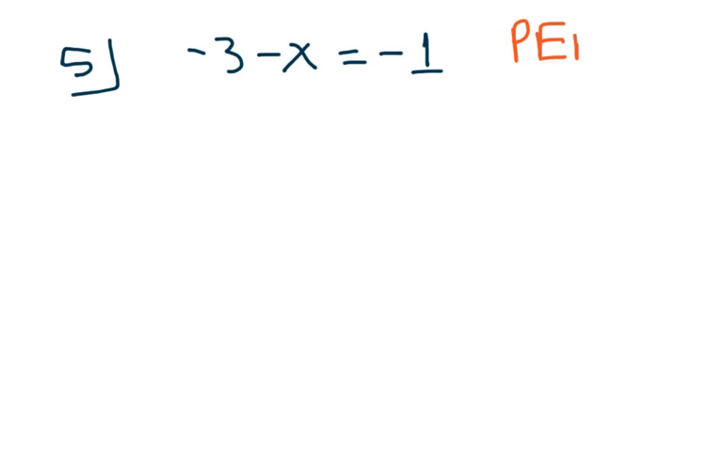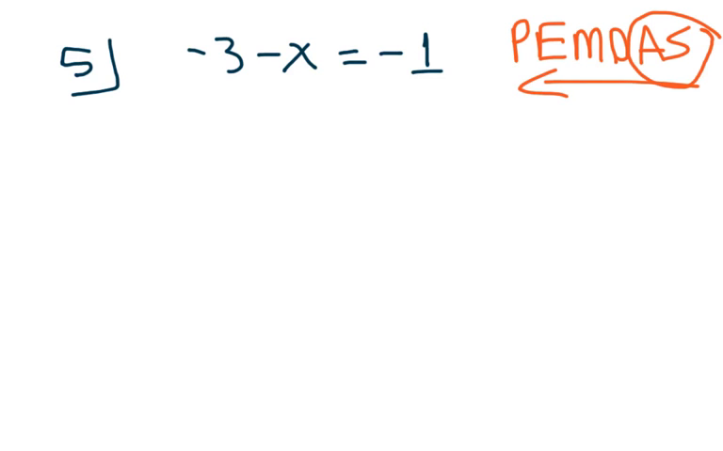Number 5, we have -3 minus x equals -1. Now in this case, this one's not so easy to do in your head. So we're going to go ahead and use PEMDAS backwards, which works a lot of times. Is there anything we could add or subtract at both sides to help isolate x? Well, we can add, since this is a -3 here, we can add 3 to both sides.